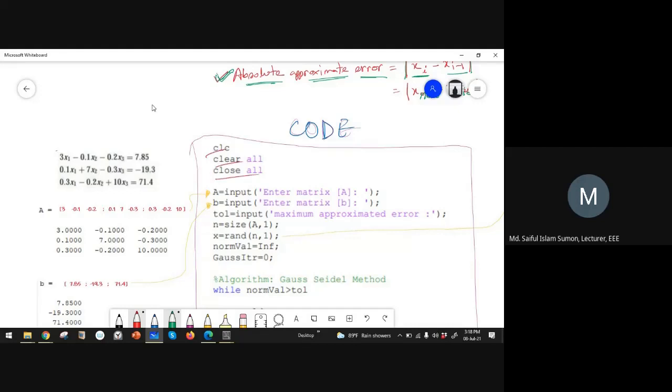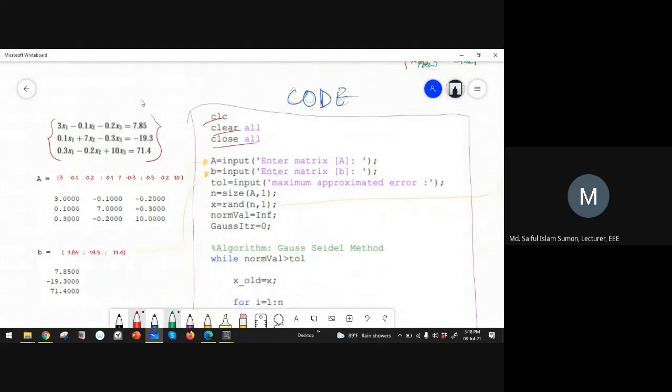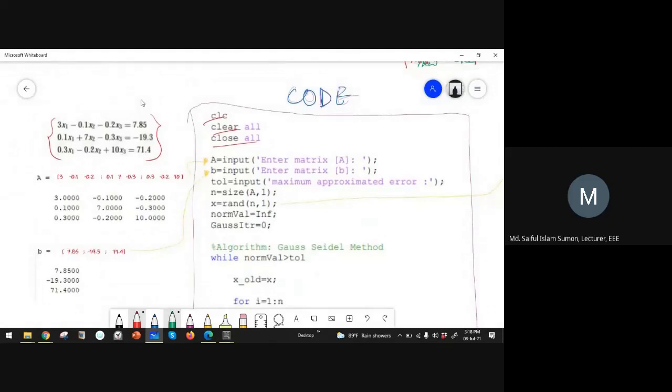You know all these things. Okay. I want to solve this equation, the equations that were solved in the previous class. So here A will be representing the left side. That means the A matrix is this one: 3, -0.1, -0.2, and so on. If I want to give it as input in the code, it should be written like this: 3 space -0.1 space -0.2, then there should be a semicolon, isn't it?